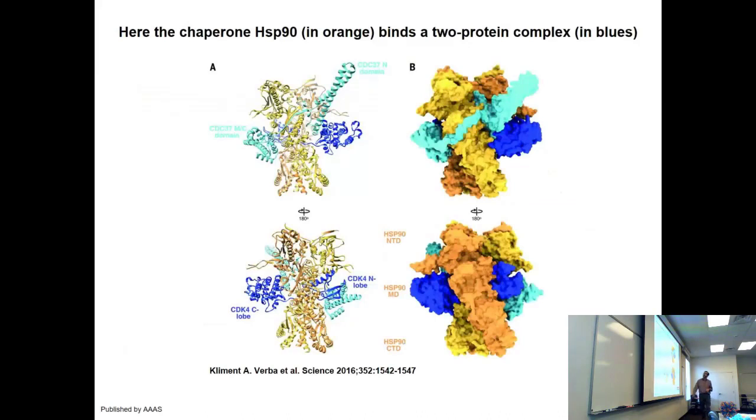Here's another structure of a heat shock protein 90. It's in orange, and you see again, it's binding a 2-protein complex in teal and blue, and it's just binding the exposed hydrophobic core. If it's stuck to the chaperone, it's not going to stick to another protein. And that's the whole idea. These are not that complex beyond just having a hydrophobic interaction.